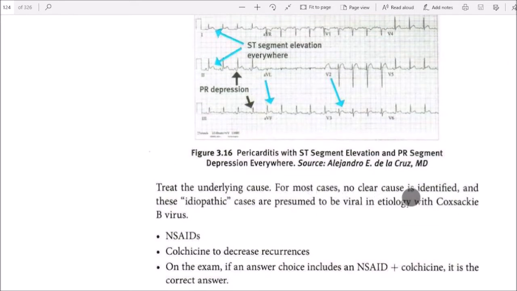For most cases, no clear cause is identified, and these idiopathic cases are presumed to be viral in etiology, with Coxsackie B virus, and NSAIDs plus colchicine to decrease recurrences. On the exam, if an answer choice includes an NSAID plus colchicine, it is the correct answer.